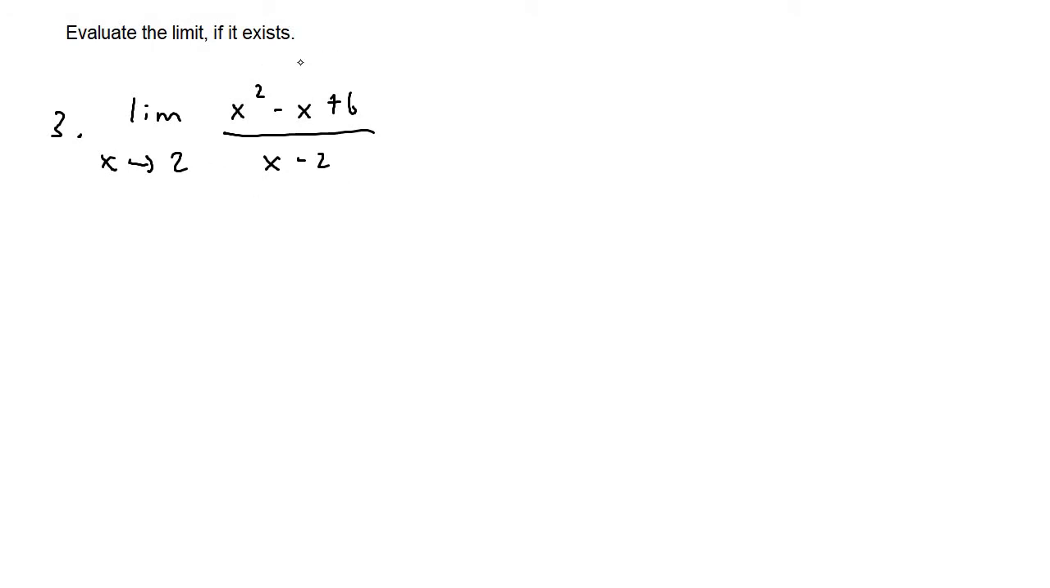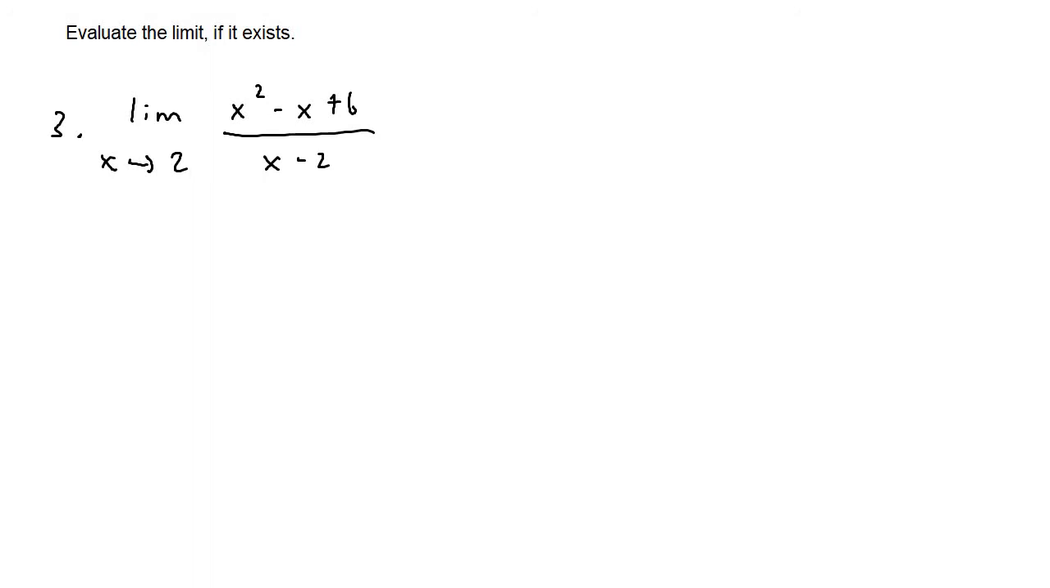we can't actually simplify this function, because if we try to factor the numerator, I need two numbers that multiply to positive 6 and add to negative 1. And there are no two numbers that actually do that. So this fraction cannot actually be simplified. Well, how could we find another way to prove that the limit does or does not exist?